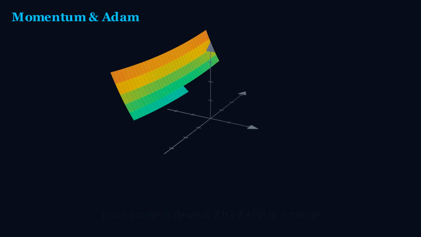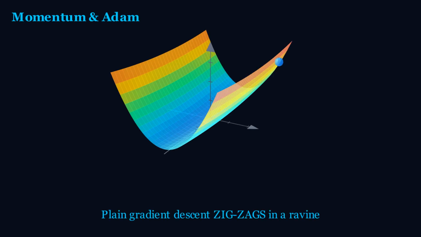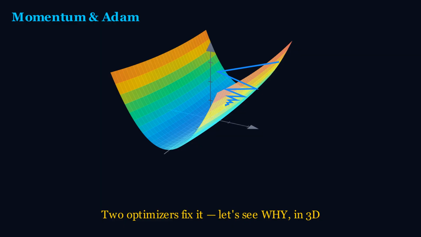Plain gradient descent has a problem. In a long, narrow valley, it zigzags across the steep walls while barely creeping along the flat floor. And near a saddle point, it can slow almost to a standstill. Momentum and Adam are the two optimizers that fix this. By the end of this video, you'll see, in 3 dimensions, exactly why they're faster and more reliable, and what's actually happening under the hood.